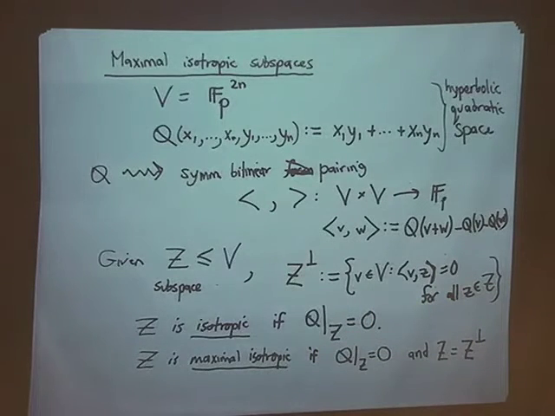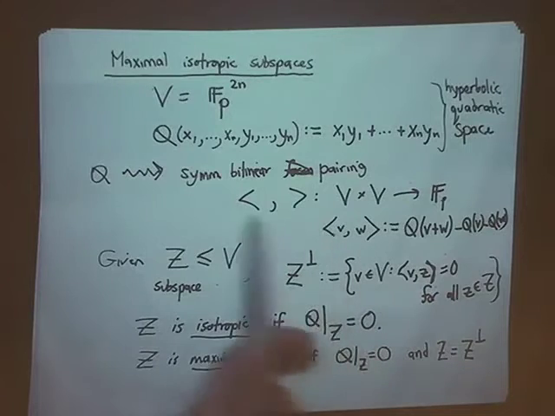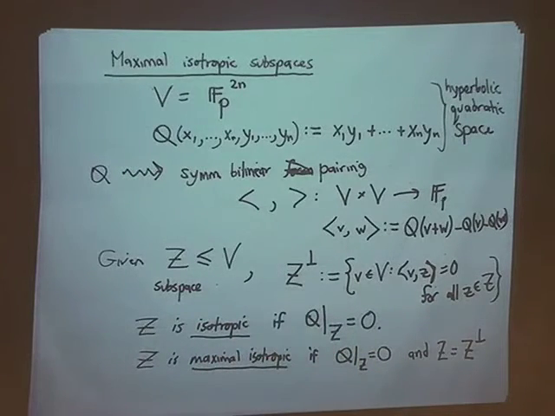So okay, what does this mean? If the quadratic form is 0 on the space, that means that the bilinear pairing is also going to be 0 on Z, and that means that Z is contained in Z perp. And if you say that Z is equal to Z perp, that means that Z perp is not any bigger than Z, which means it's impossible to add anything more to Z and keep it isotropic. So that's the reason for that definition.